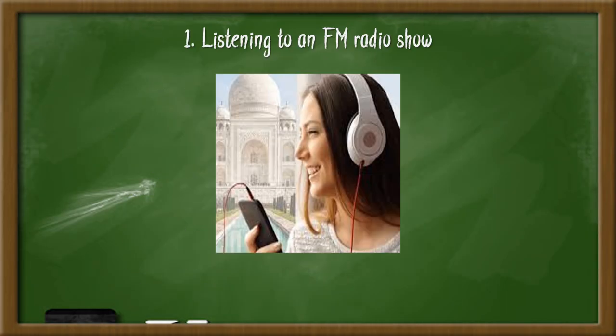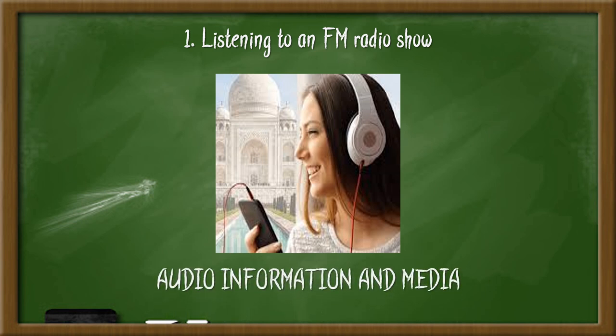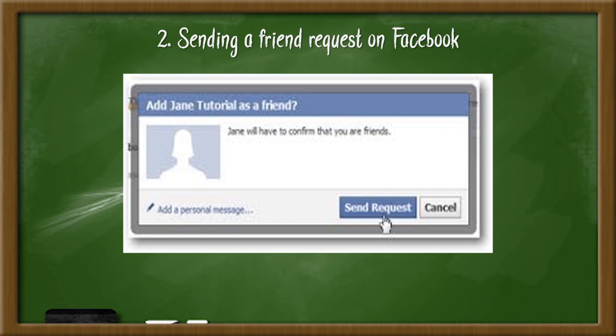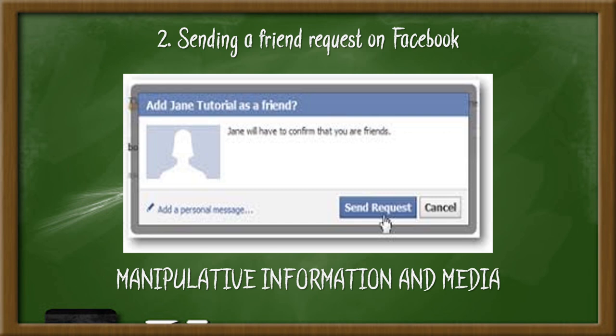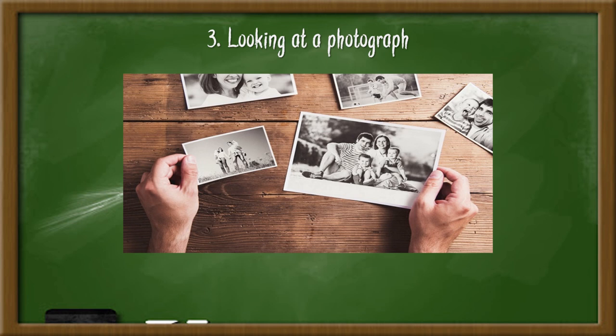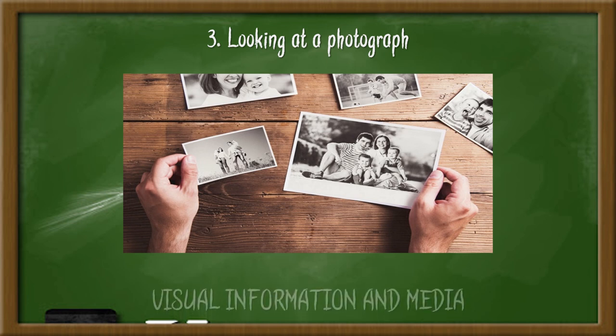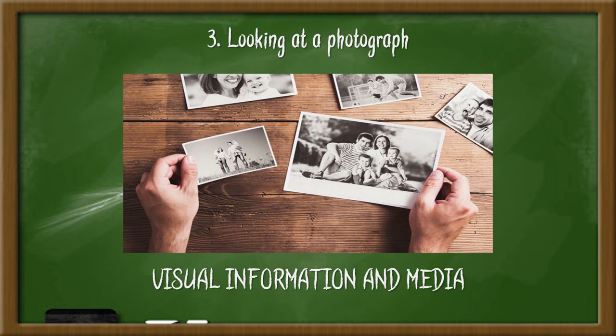Number 1, listening to an FM radio show. Correct. That is audio information and media. Number 2, sending a friend request on Facebook. Very good. That is manipulative information and media. Number 3, looking at a photograph. Exactly. That is visual information and media.